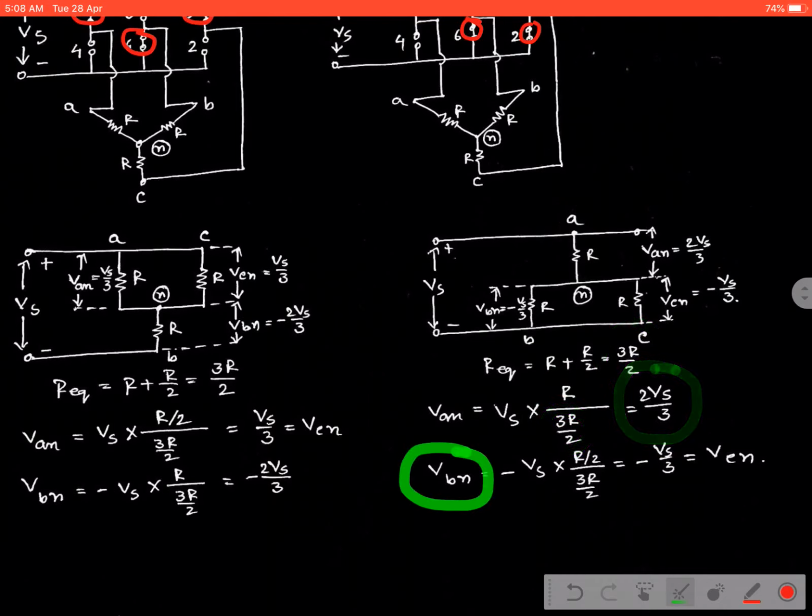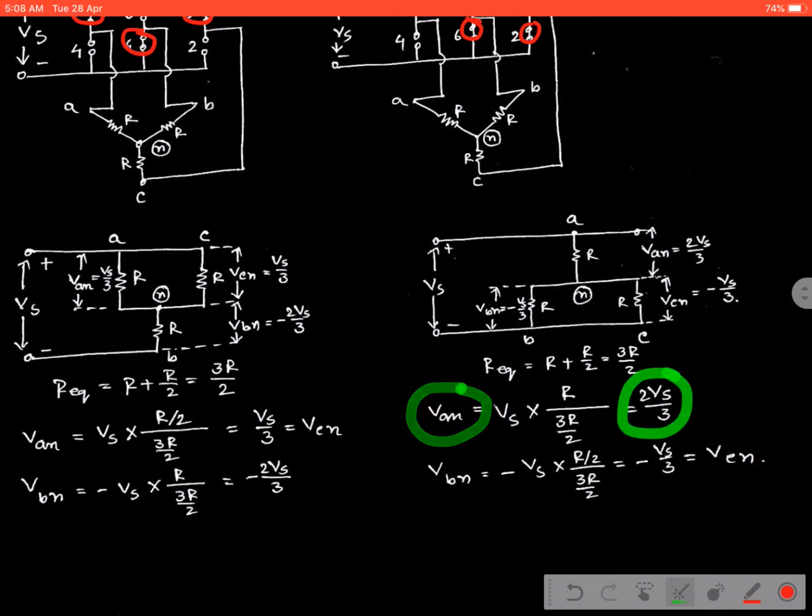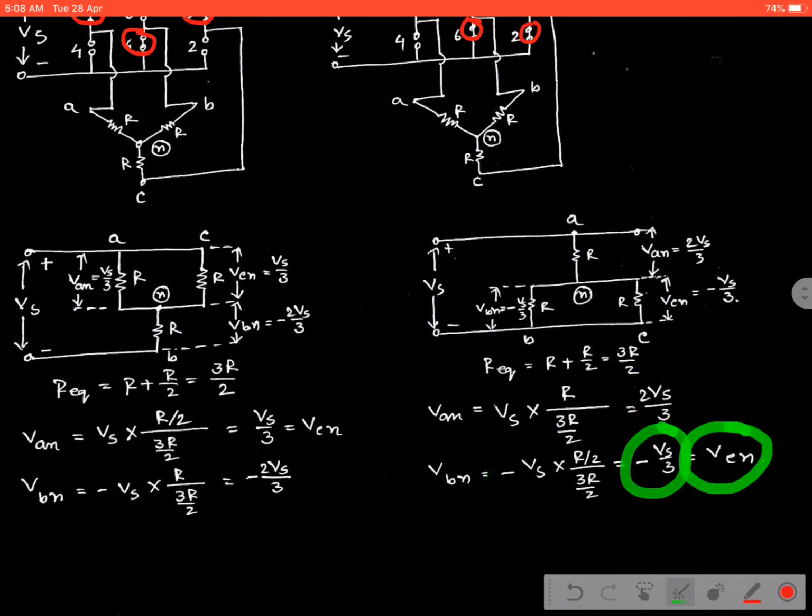Similarly, in case of VBN, as it is connected to the negative terminal of the supply, that is why minus Vs into R by 2, the equivalent resistance of this loop, divided by 3R by 2, which will give you minus Vs by 3, and which is similar to the voltage VCN. That means in this case we can calculate the voltage VAN equal to 2Vs by 3, VBN equal to minus Vs by 3, and VCN equal to again minus Vs by 3.